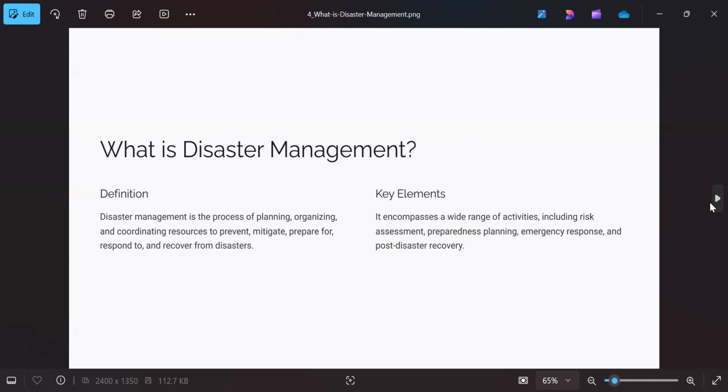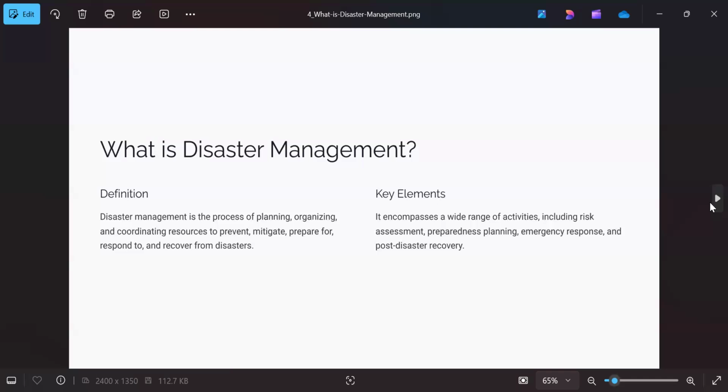So, disaster management is the process of planning, organizing, and coordinating resources. You have a lot of resources as a civil engineer. All those resources can be utilized to plan, organize, and coordinate such that the infrastructure can respond to the disaster as well as recover from the disaster. And what are the key elements? It encompasses a wide range of activities, including risk assessment, preparedness planning, emergency response, and post-disaster recovery. All these things come under disaster management.